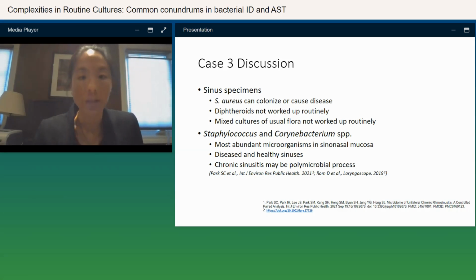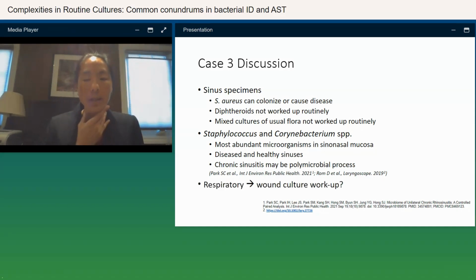And indeed, chronic sinusitis can be a polymicrobial process in which you have a shift towards a bit more Staphylococcus and Corynebacterium and less of the other variety of species seen. So in the end, the polymicrobial nature of a sinus specimen may not actually be definitive for just contamination or colonization. It could still represent disease.